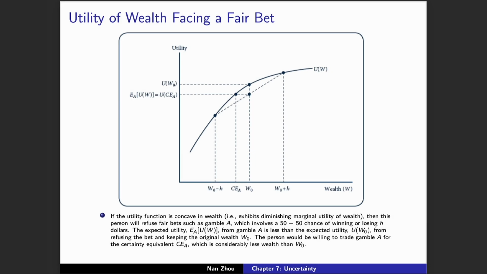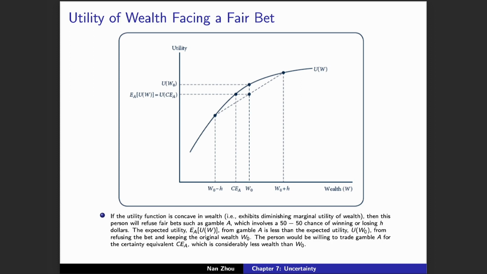This graph shows why a concave utility function leads to risk-averse behavior. Starting at the initial wealth of W naught, we can find the utility of not taking the gamble, as well as the utilities of winning H or losing H. If we have a 50-50 bet, then the expected utility will be halfway between U of W naught plus H and U of W naught minus H, which we can find by drawing the line connecting these 2 points.